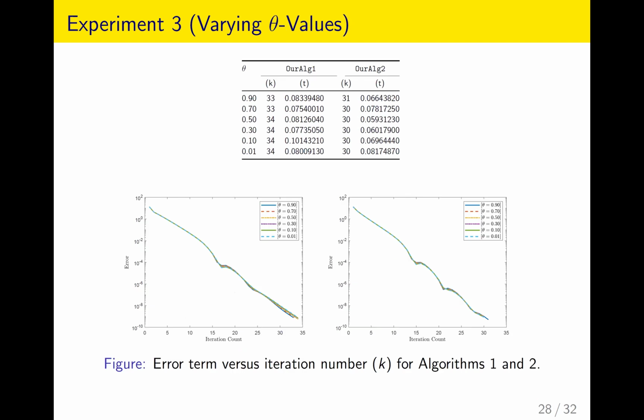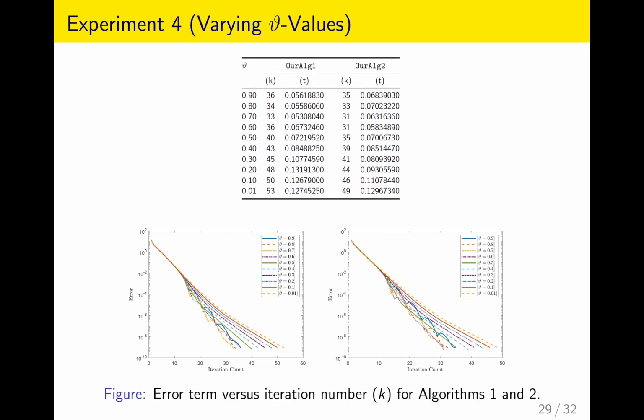In experiment 3, we vary the theta values, which is the first inertial parameter. We can see that changing the theta values has not much effect on the number of iterations, but it has an effect on the CPU time. It is shown that in algorithm 1, a higher value of theta requires more CPU time. But in algorithm 2, a lower value of theta requires more CPU time.